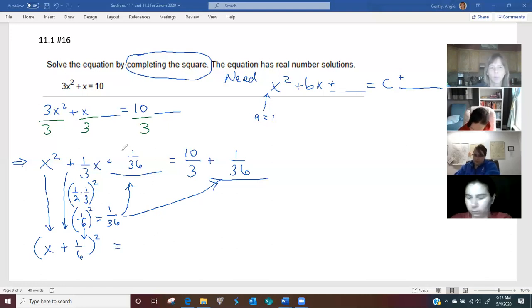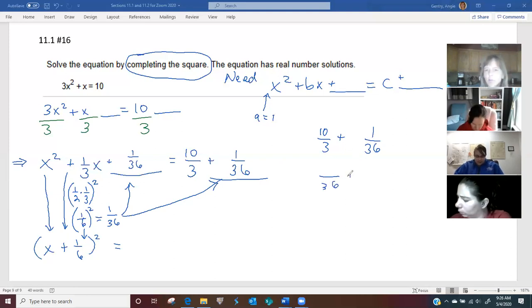And then we have to deal with the right side. We have to do a little side math. Are we okay speed-wise? Okay. So how do you do 10/3 plus 1/36? Excuse me. So 10/3 plus 1/36. I feel like I'm doing something wrong because of the number, but I think, no, we're right.